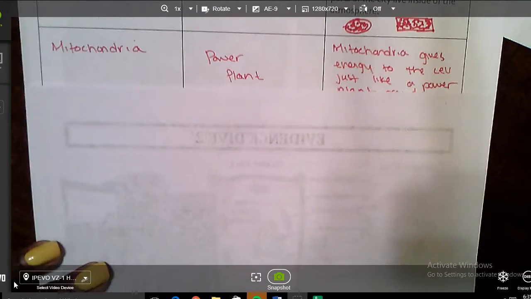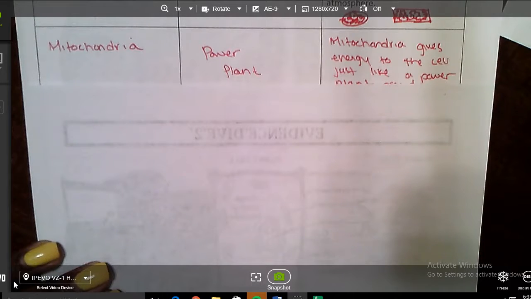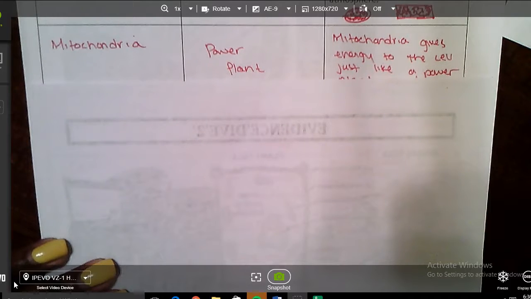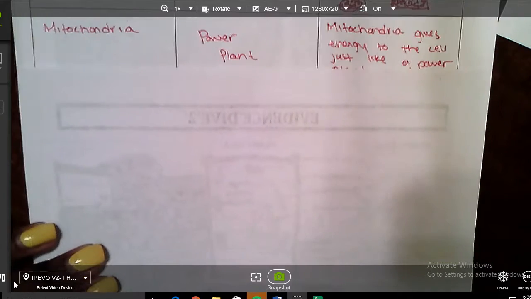So we're going to take a look at my responses. If your answers are similar, leave it alone. If you were completely way off or had no idea what to write down, I need you to fill in these blanks right now. This is super important. This page will be graded as a test grade. All right, here we go.